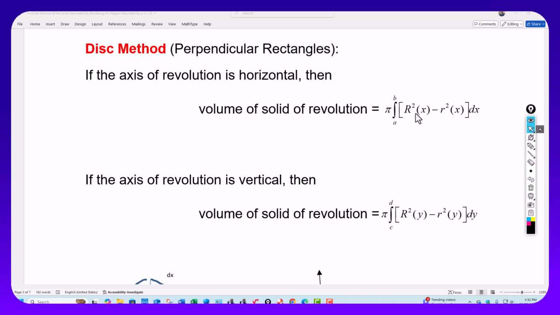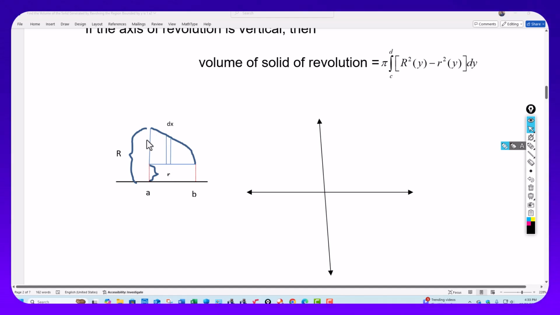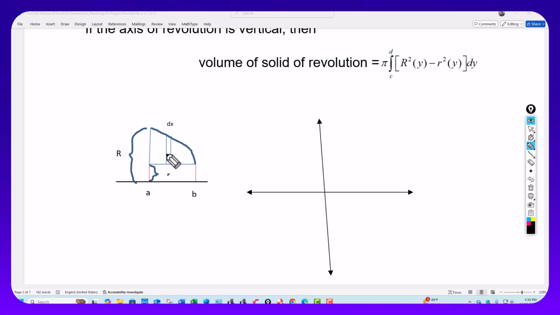R of x will be the radius that you'll be forming. So capital R is the outer radius. Let's look at it here. Let's say you have this region, and this is your representative strip. You rotate it, and it's going to form a disk with a hole. See the space here. This is the axis of revolution, and from here to the representative strip, that's your R. That's the outer radius, the distance from the axis of revolution.